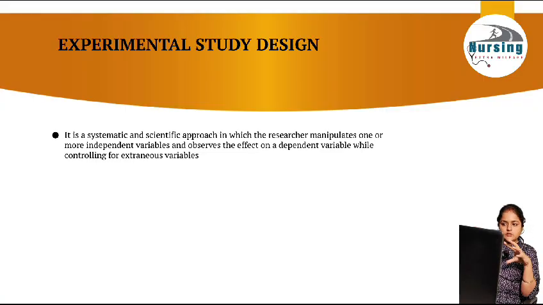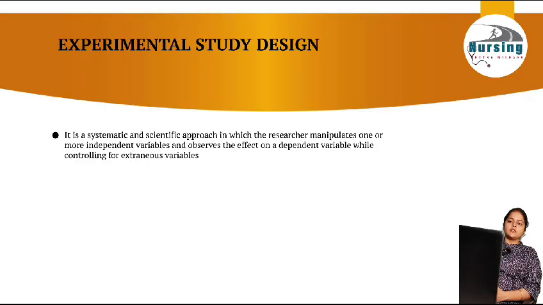Just an example, I want to check the effect of age over the body weight. Okay, so age is the independent variable, body weight is the dependent variable. Now, my eating habits can differ. So that is not a part of my study. I have not included it, but it can control the outcome of my study. That is extraneous variable. Now you got to understand.